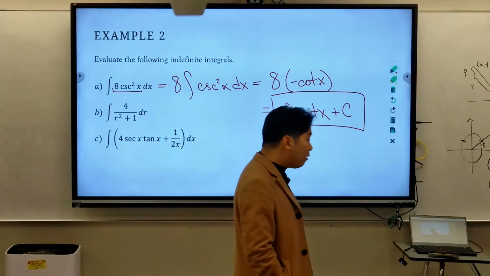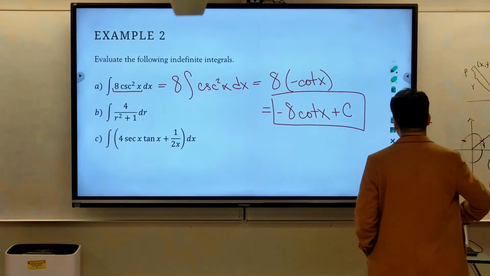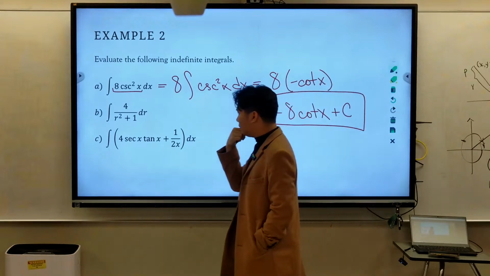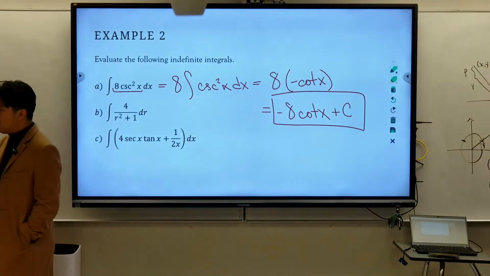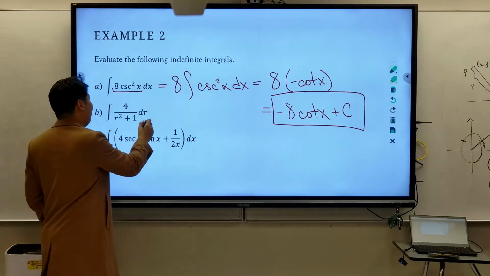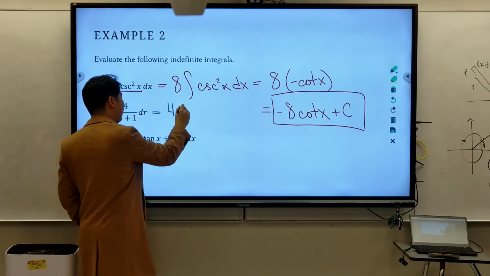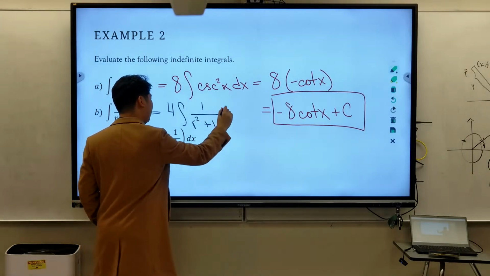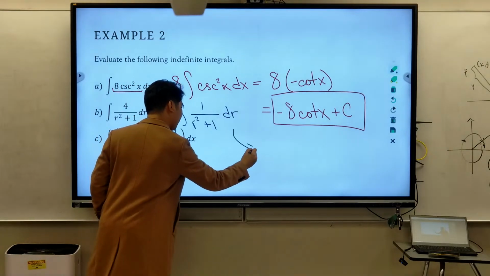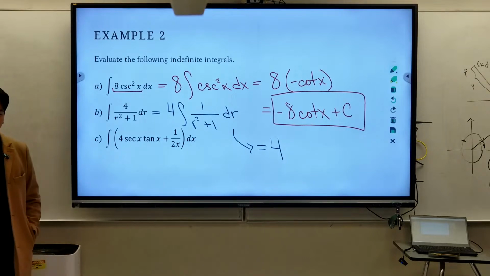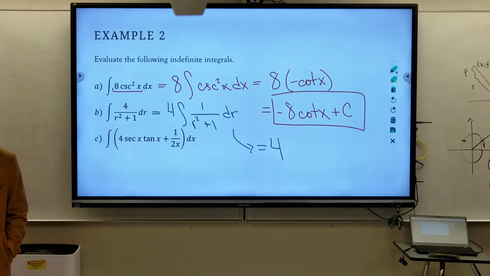All right, so what about part B? Does anyone have an idea what the answer for part B might be? To help start y'all off, let's take out that 4. I would agree that this is the same thing as 4 times the integral of 1 over r squared plus 1 dr. So do I know of a function where the derivative is 1 over r squared plus 1?